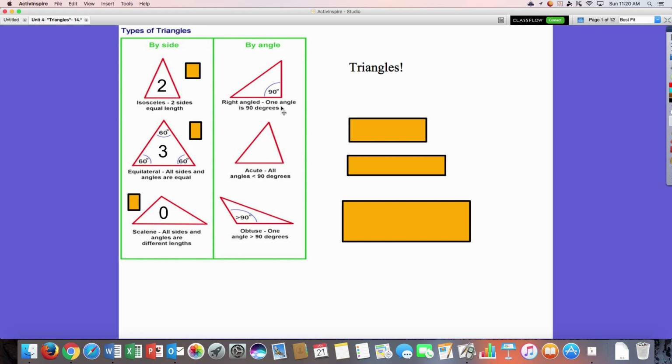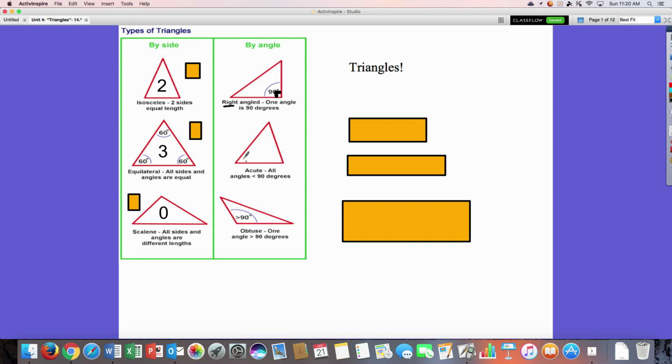You can also classify triangles by their angle. And this one's easy. If it has a right angle, and remember if it has a right angle, it generally will have a little box down here like that. We all know what that is. That little box means 90 degrees, right? So if it's a right triangle, it has a right angle in it.